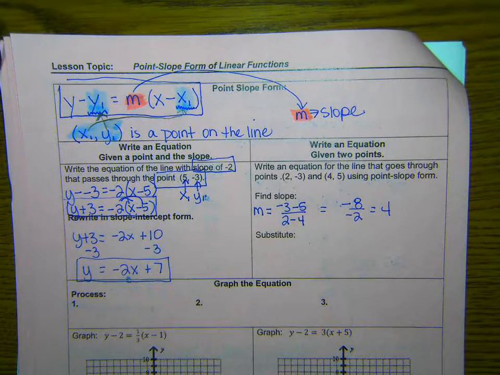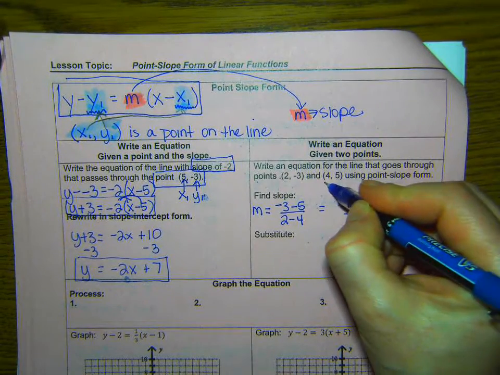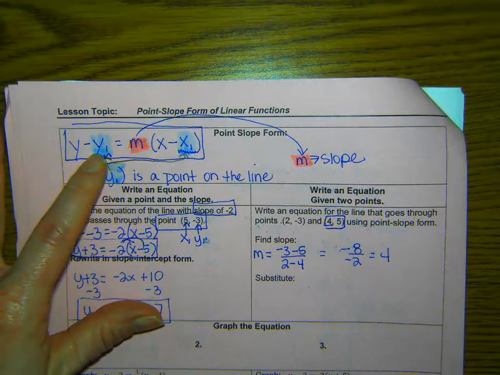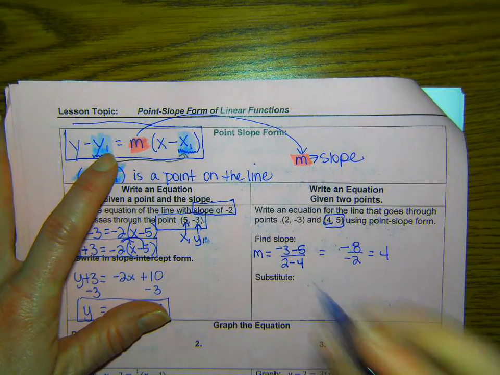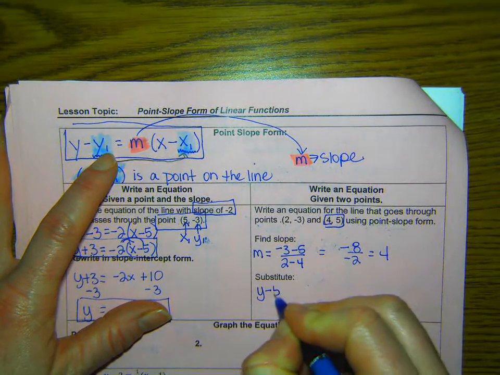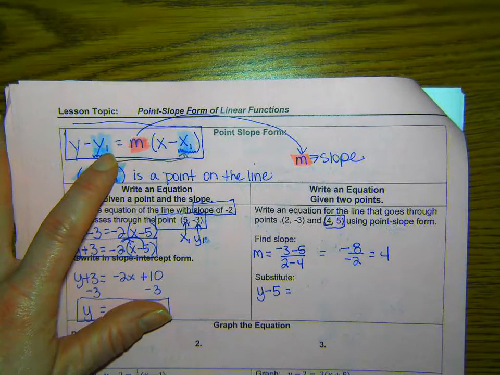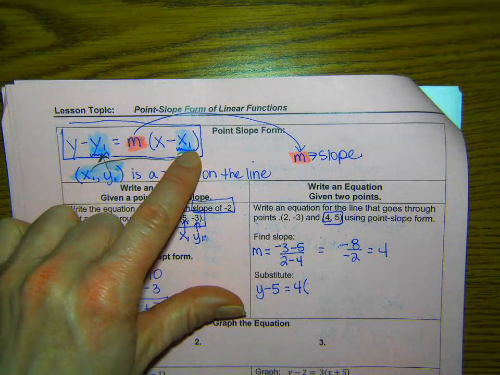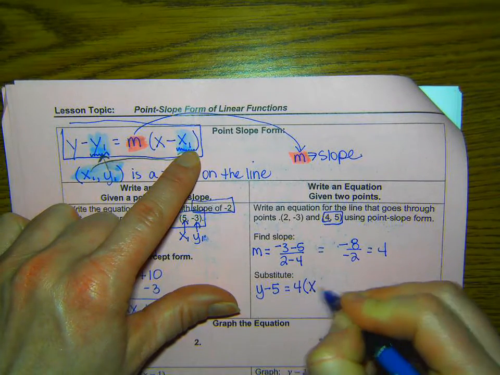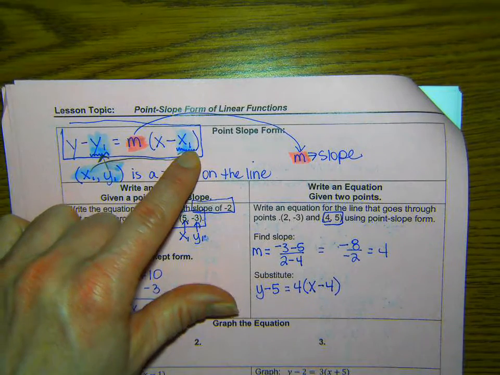Okay, now I have the slope, correct? And I have 2 points. Which one do I pick? It doesn't matter. Okay, I'm going to pick the 4, 5. So here we go. Y minus the y coordinate. What am I going to write if I picked 4, 5? Y minus 5 equals 4 parentheses. Now I'm going to do x minus the x coordinate. So x minus 4.